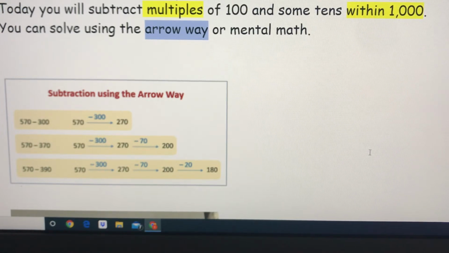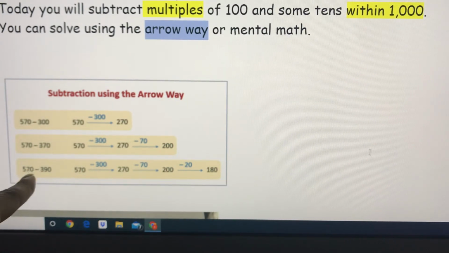So you're going to make one of the benchmark of 10, so 10, 20, 30, 40, 50, 60, 70, 80, 90, and then one of the benchmark of 100, so 100, 200, 300, 400, 500, 600, 700, 800, 900. And that way they can use that tool as they're mentally subtracting without making mistakes, because it's important in math to be accurate, and accurate means getting the answer correctly.